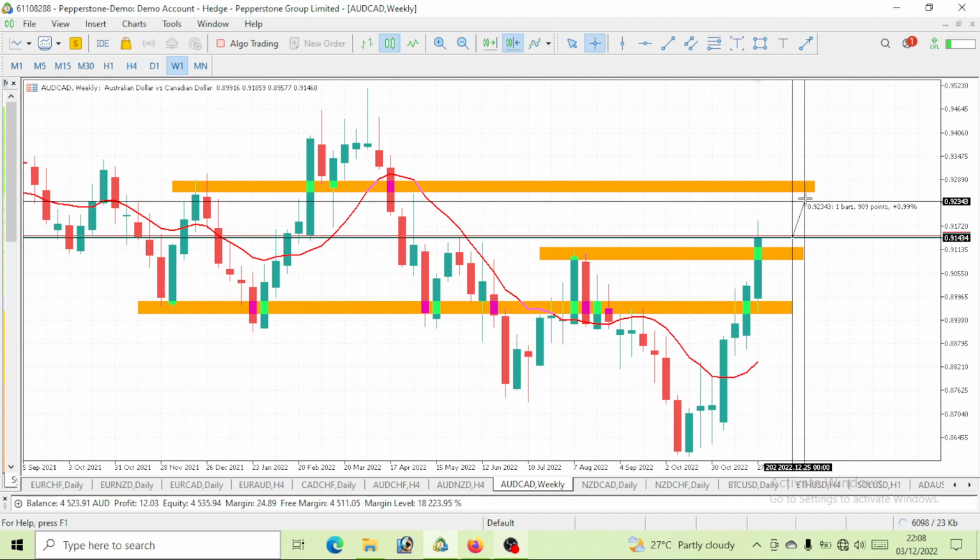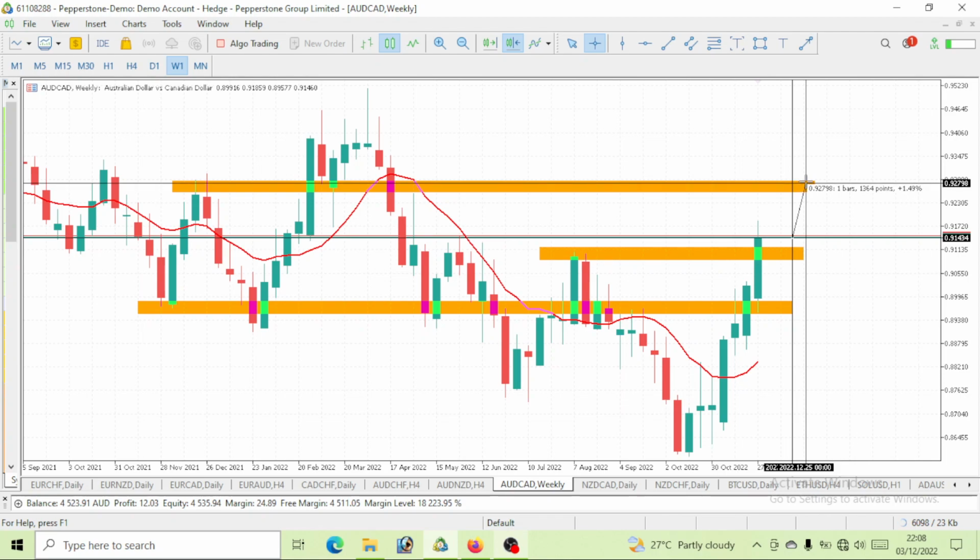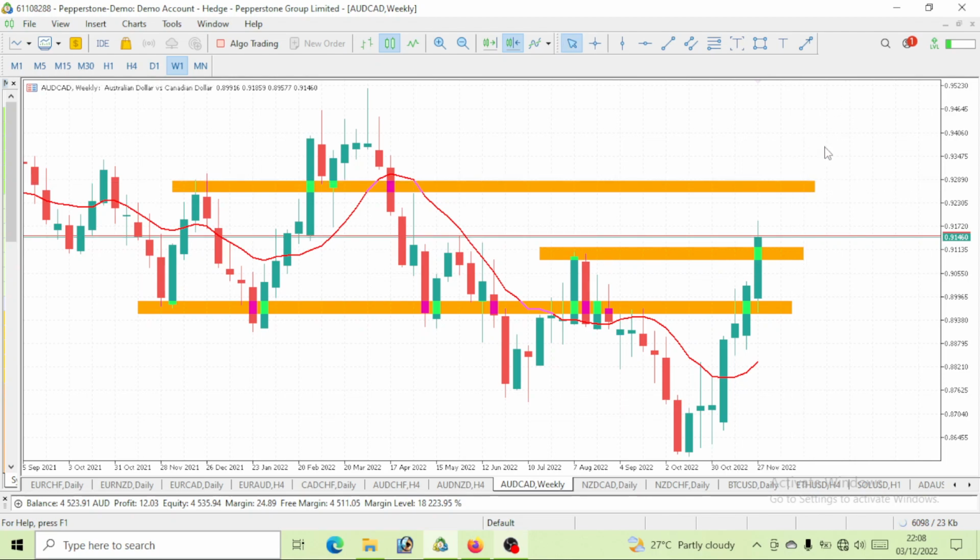So this movement, if you take this buy, this movement we are aiming for, at least we should be able to make about 140 pips or 150 pips. So GBP/CAD, AUD/CAD, still on a bullish move.